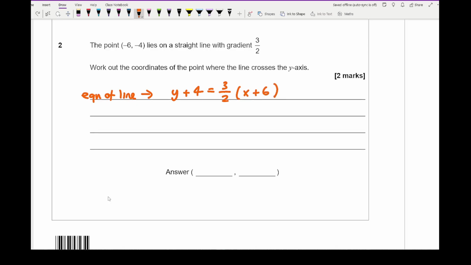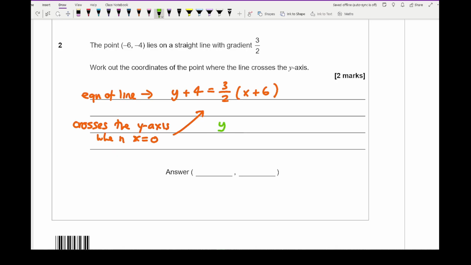From this, we know that it crosses the y-axis when x equals 0. So all I need to do is substitute x equals 0 into this. You may decide to simplify and write it in the form of y as the subject of the equation of a line, but it's not necessary.